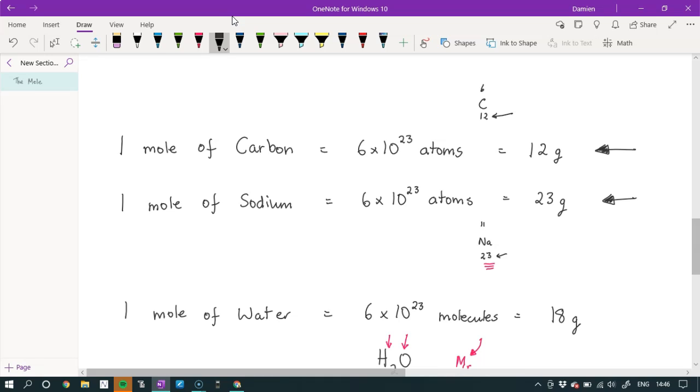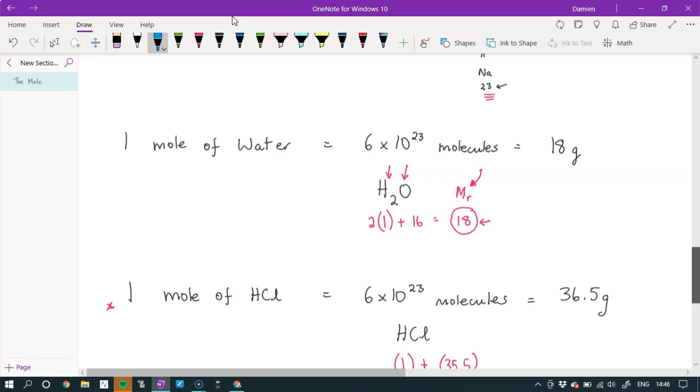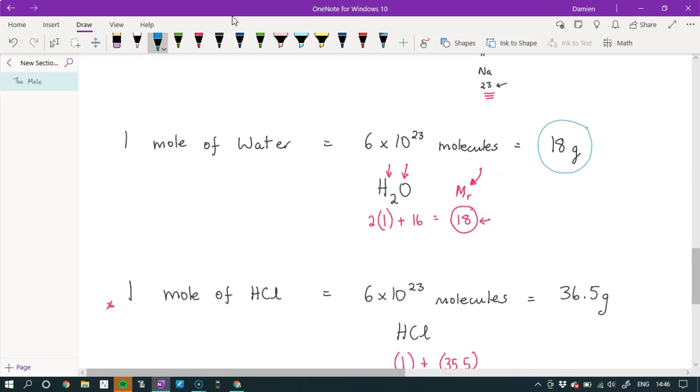Now, the reason why we do this is that in the lab, if I ask you to weigh out 1 mole of carbon, we don't have a mole balance. You can't work that out. So if you want 1 mole of carbon, you would go weigh out 12 grams of carbon. If you wanted 1 mole of sodium, you would weigh out 23 grams of sodium. If you wanted a mole of water, you would weigh out 18 grams of water. You'd pour out onto the balance until you got 18 grams. And if you wanted 1 mole of hydrochloric acid, you would weigh out 36.5 grams.